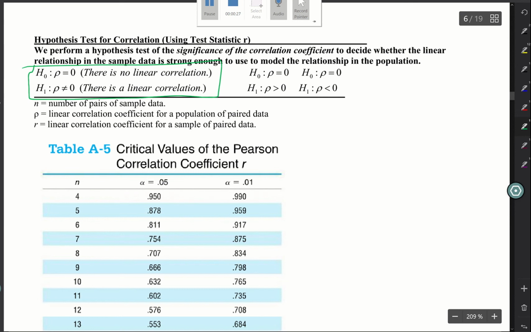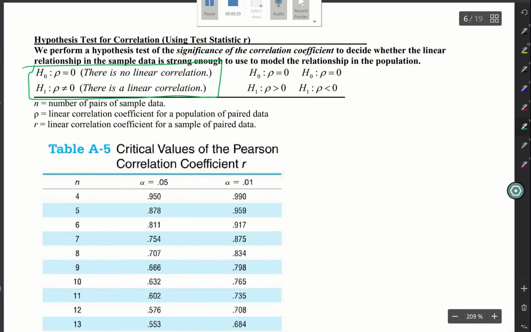Our null when we start has to be that we assume there's no correlation, that there's nothing actually relating these two to each other. The alternative every time is going to be that there is correlation. So if you reject the null, then there is statistical significance in the correlation between the two.